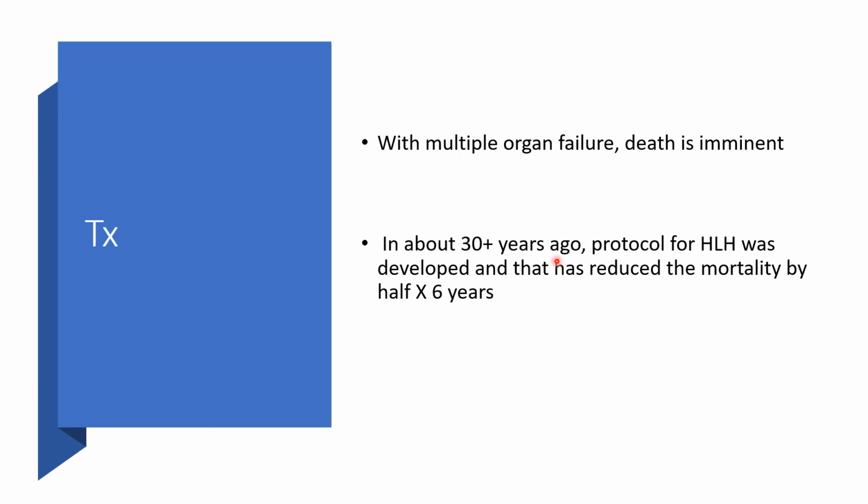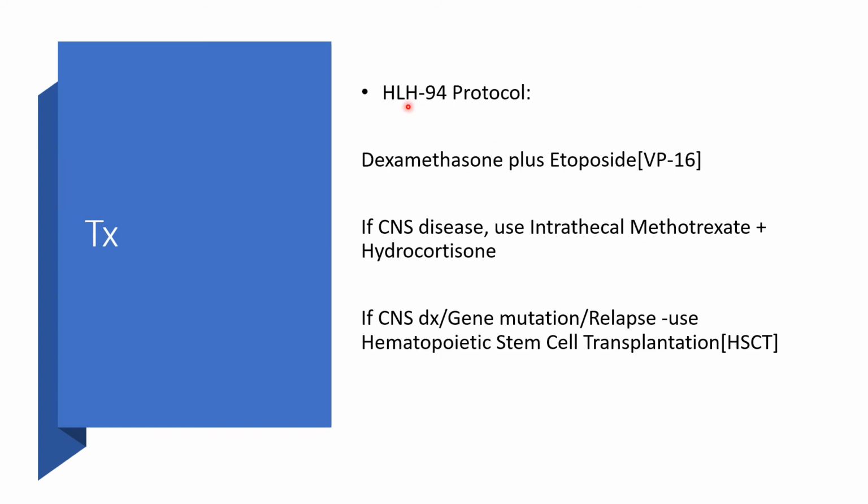About 30 years ago, the protocol for HLH was developed, and that has reduced mortality by half in 6 years. In 1994, the HLH treatment protocol was instituted. Then dexamethasone with etoposide was helpful. If central nervous system disease is occurring, you are allowed to use intrathecal methotrexate with hydrocortisone. If the central nervous system disease is with gene mutation and relapse, you can use hematopoietic stem cell transplantation.